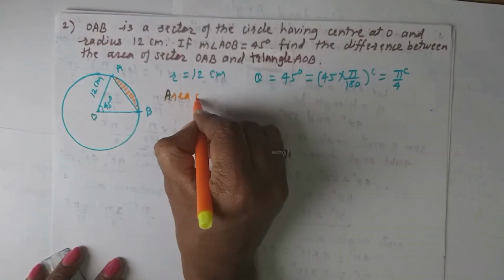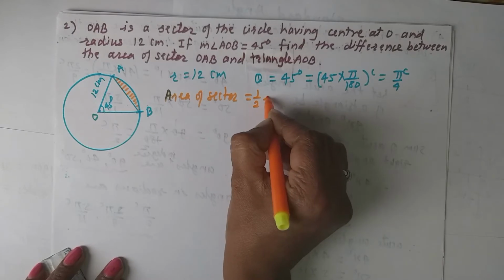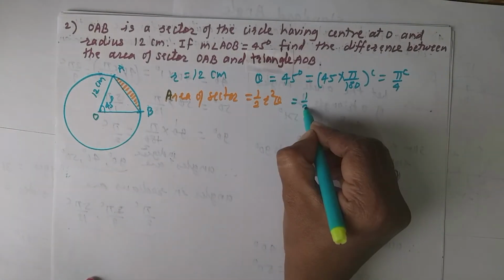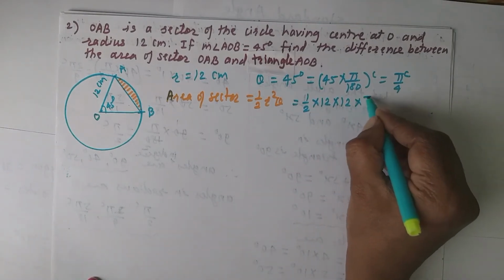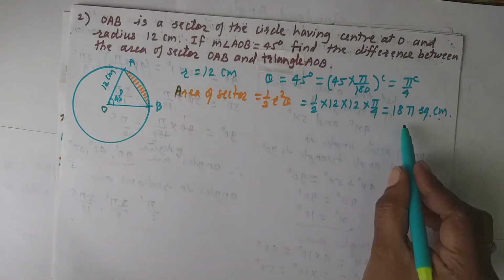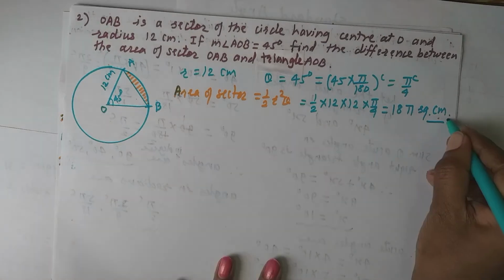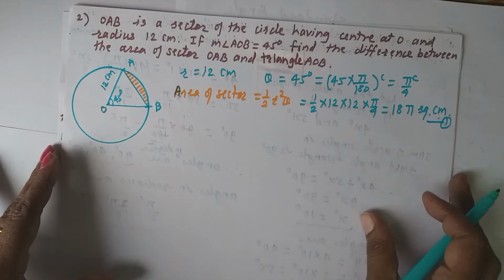Then I will find area of sector. You write down area of sector, that is half r square theta. Then what is r here? Here r is 12. Write down half times 12 square, theta is pi by 4. Now you simplify this. You will get area of sector 18 pi square centimeter. Okay. Now treat this as equation 1. Then we will find area of triangle.